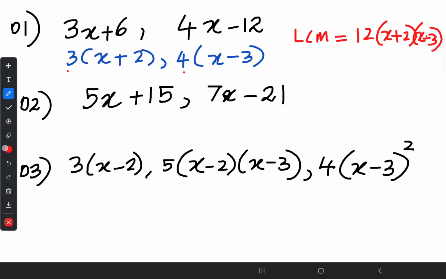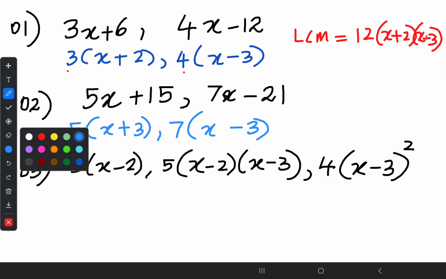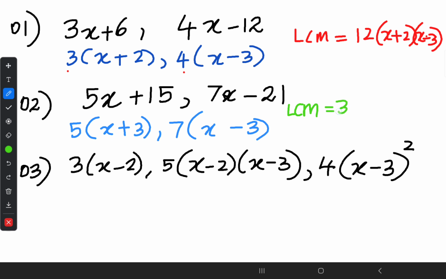For the second question, 5 times 5x + 15. 5 is the common factor, (x + 3). 7 is the common factor, (x - 3). Here also 5 and 7. LCM for 5 and 7 would be 35. Since both of the expressions are different, you have to incorporate both of them into your answer, (x + 3) and (x - 3).